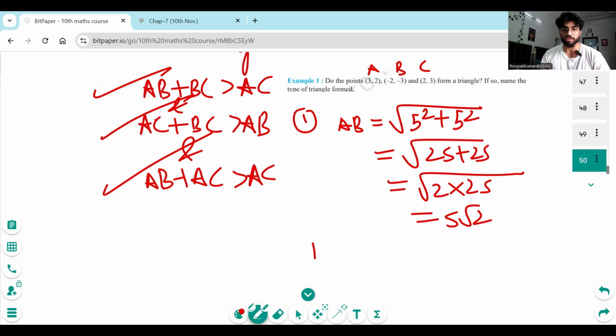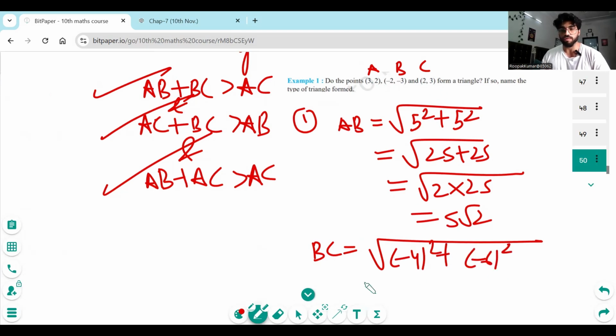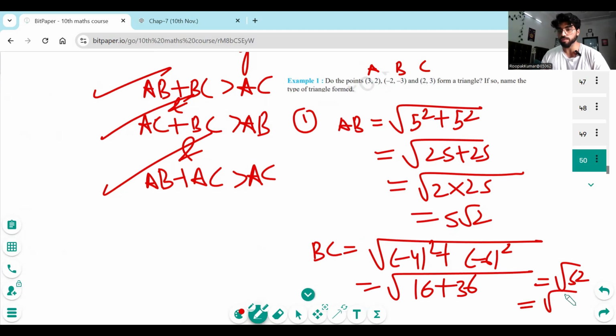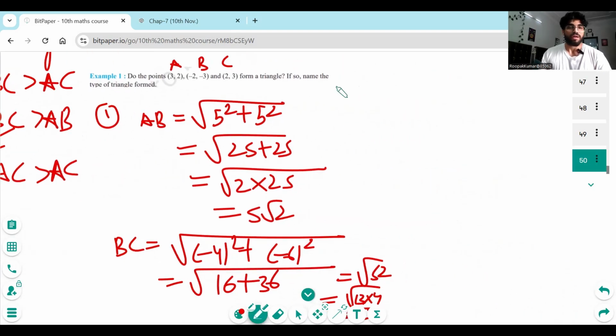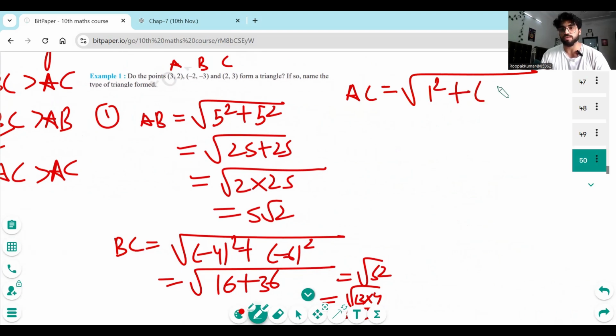Okay. Now I will do BC. BC will be what? BC is minus 2, which is minus 4 square, minus 3, which is minus 6 square. So this will be 16 plus 36, so root 52, which is 13 into 2, 13 into 4. So 4 came out, 2 root 13. The next, third one, AC. AC will be 3 minus 2, that is 1 square, and 2 minus 3 is minus 1 square. So this will come out to be 1 plus 1, which is root 2.